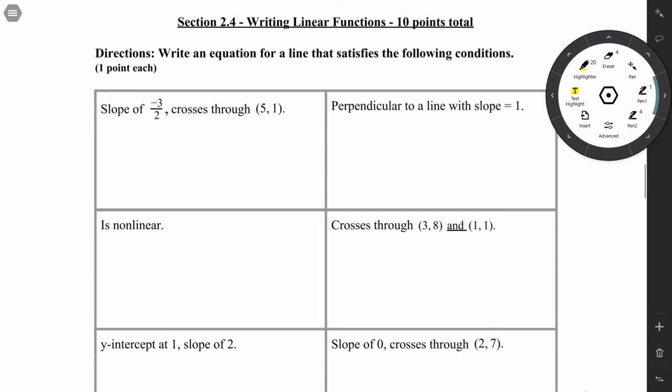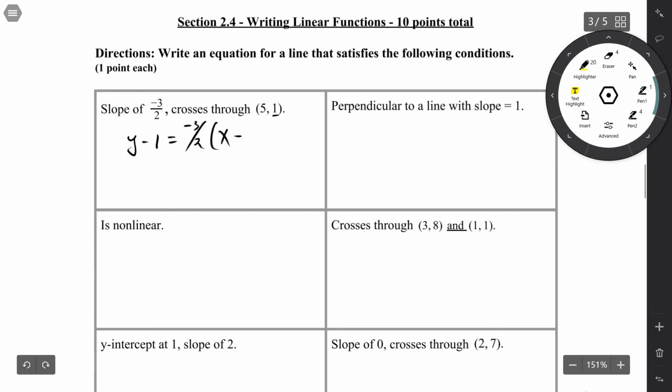All right, slope of negative 3 over 2 crosses through 5, 1. I'm just going to use point slope form. No reason not to. So y minus y1, which is right here, the 1, equals the slope, which is negative 3 over 2, x minus x1, which is 5. That's what we're looking for there.